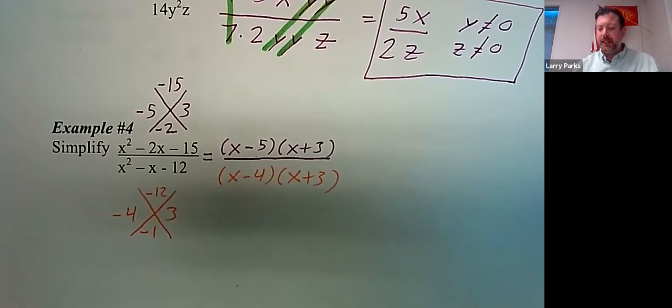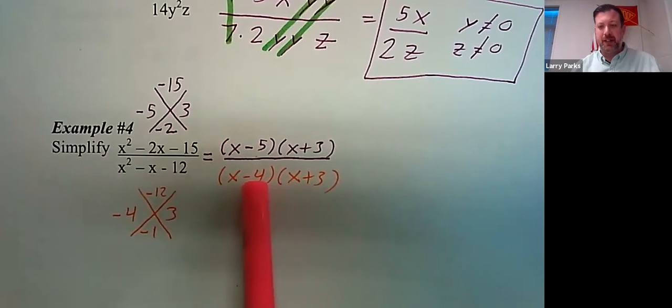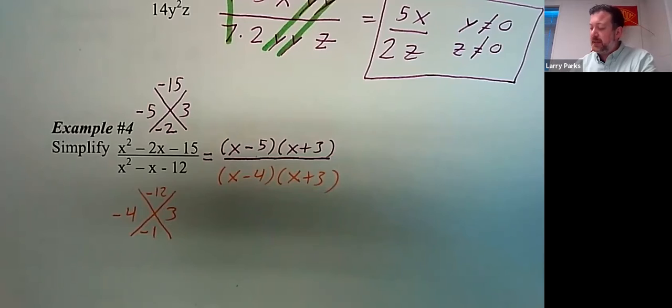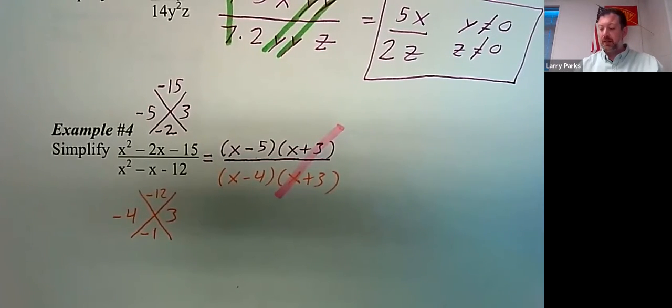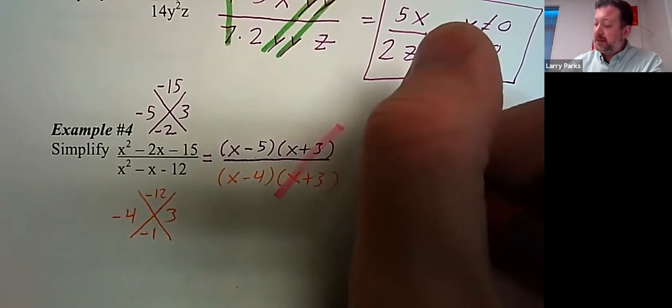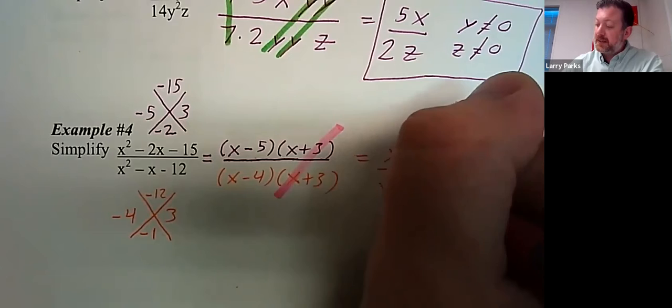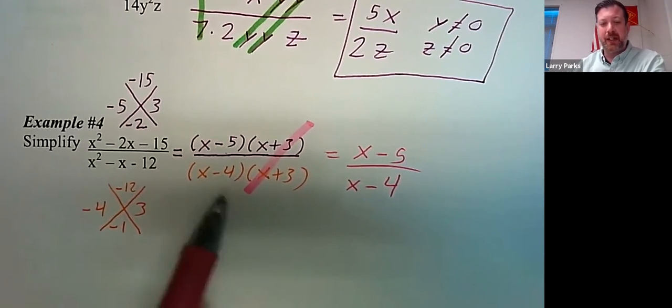I then look for anything to cancel out. So I have an x minus 5 here, no other x minus 5s here. X plus 3 and x plus 3, those go away. So I'm left with x minus 5 over x minus 4.